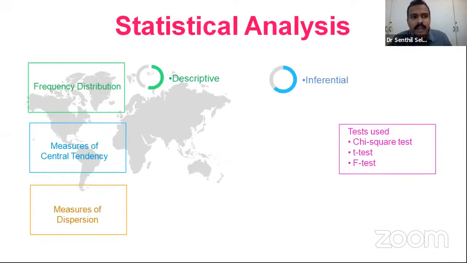Under descriptive, you can go for frequency distribution, measures of central tendency, and measures of dispersion. And in inferential statistics, it is the testing of hypothesis method. You have to test the hypothesis, but to test the hypothesis, the following formulas can be used, like the chi-square test, the t-test, and the f-test.